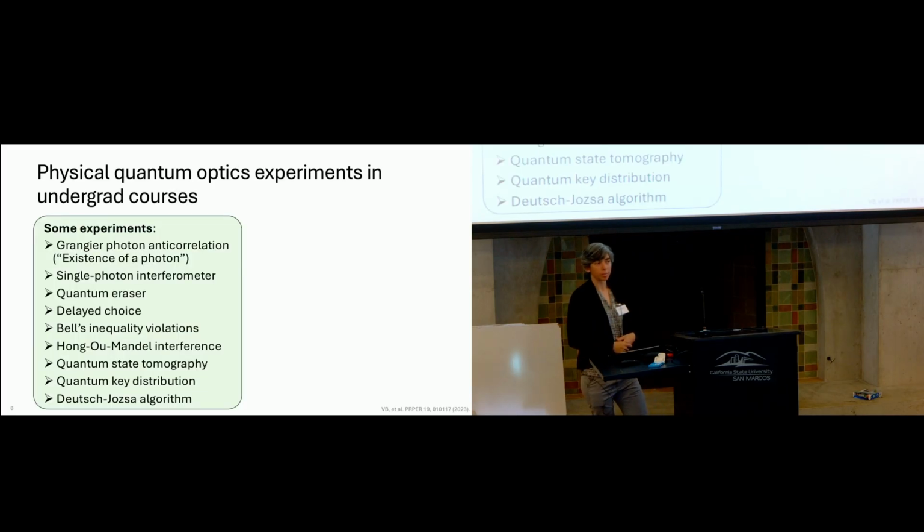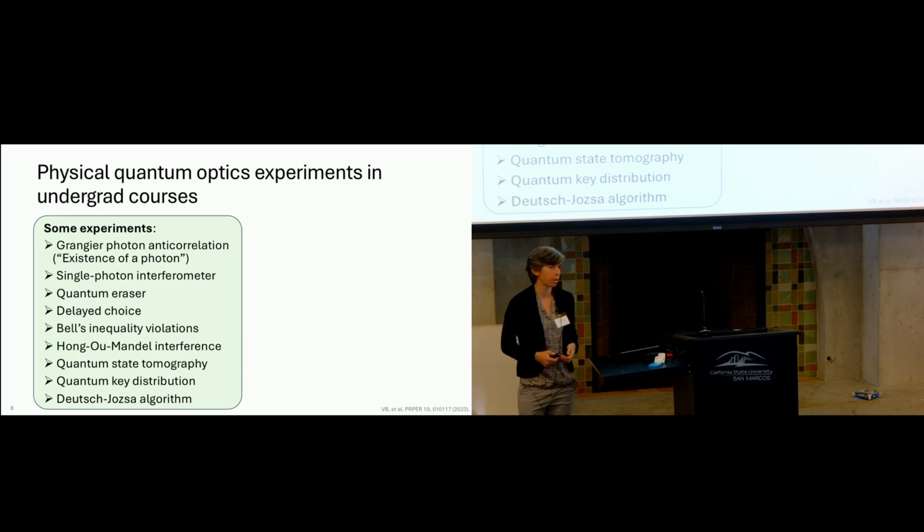So what are the experiments that people are currently using in undergraduate classes? Here is a list. I just want to point out the second and third ones, a single photon interferometer and quantum eraser. These are the two that we will be doing today.